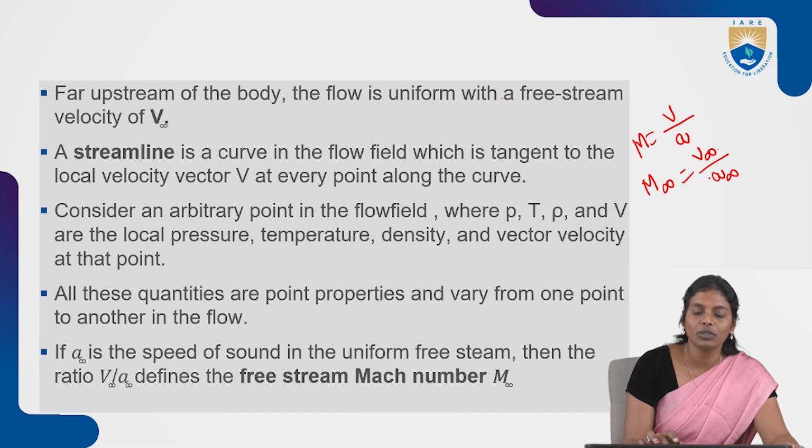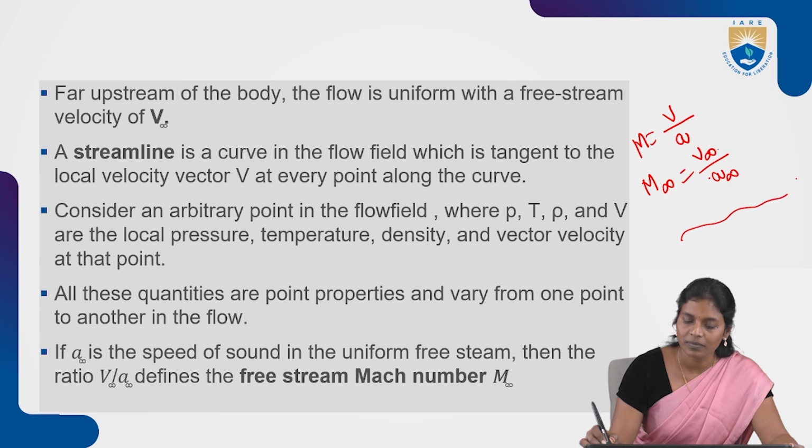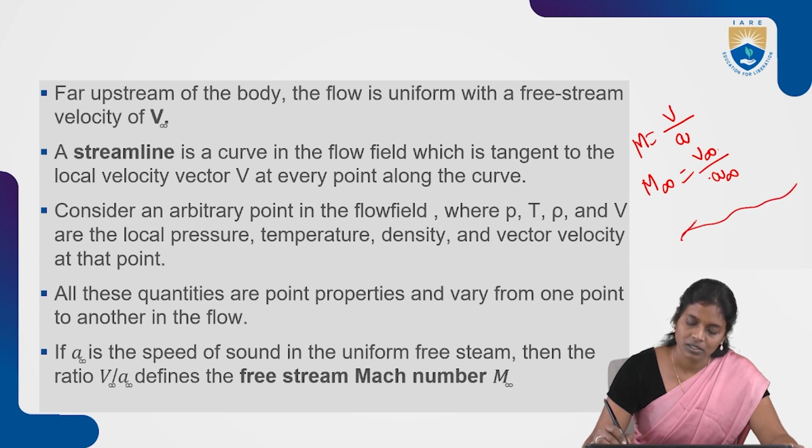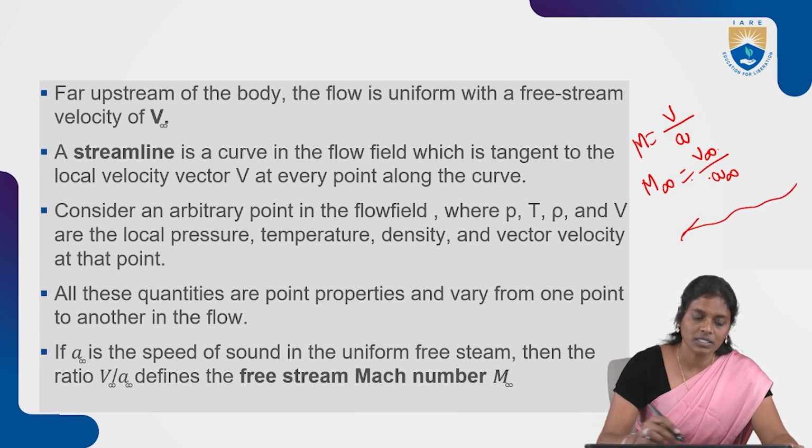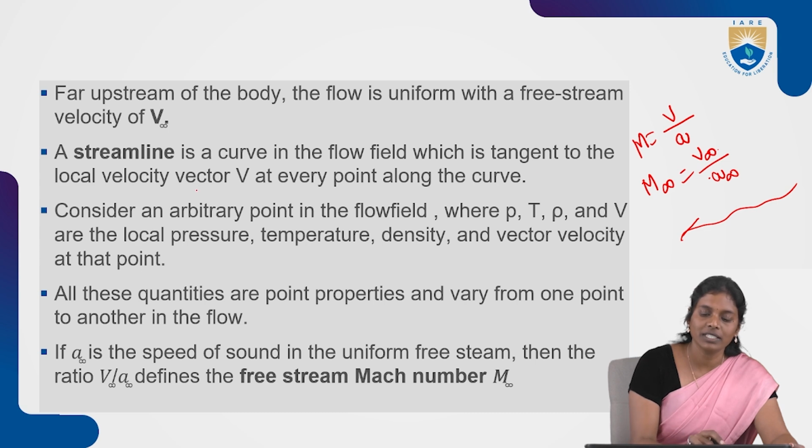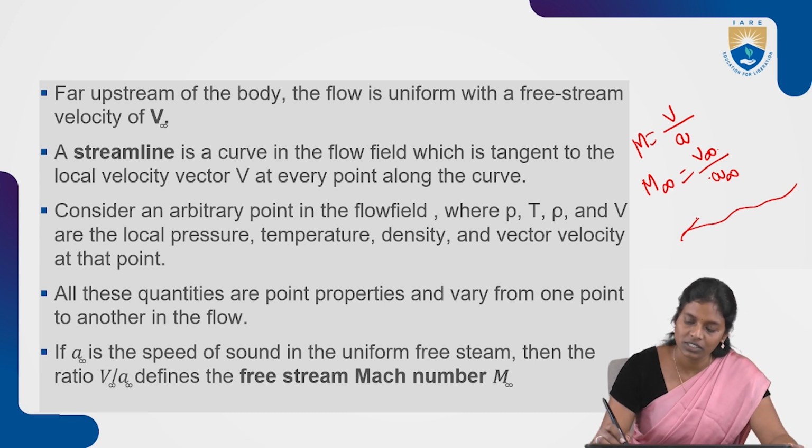So we will be taking the flow is uniform with a free stream velocity of V infinity. The streamline is a curve in the flow field whose tangent to the local velocity, which is tangent to the local velocity vector V at every point along the curve. So like this it should be.